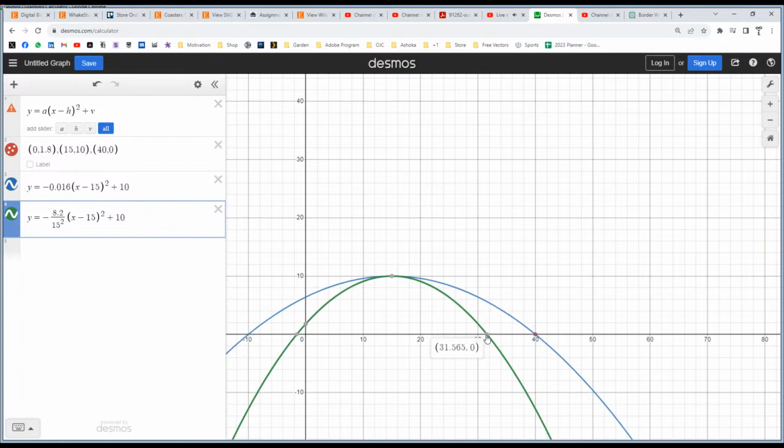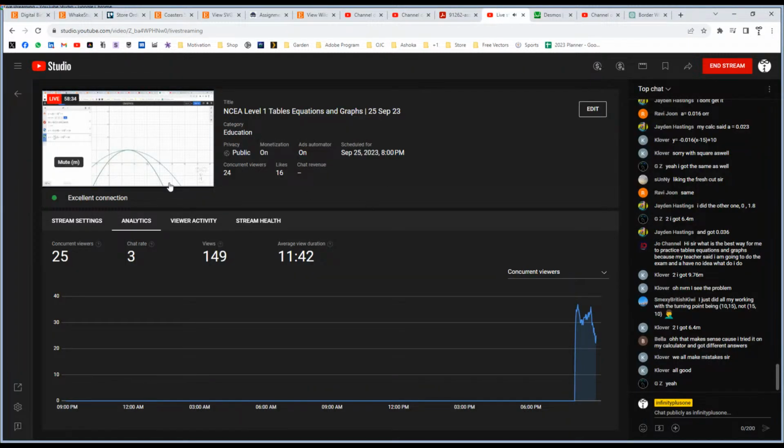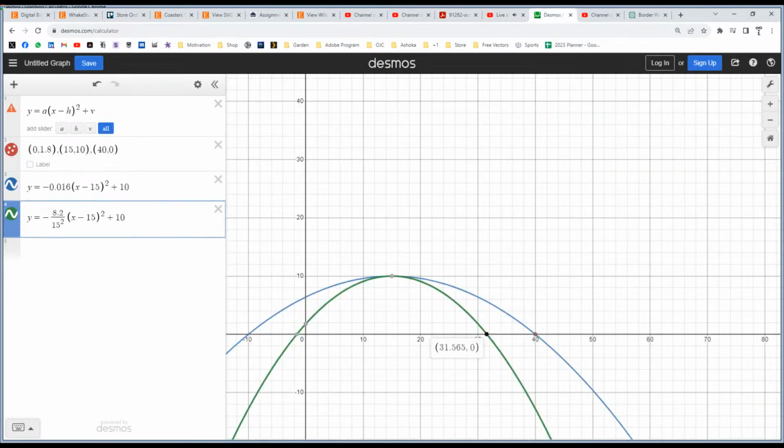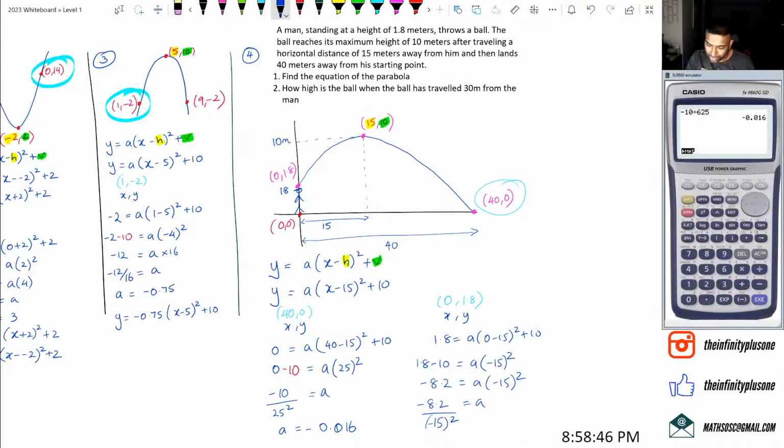I should have actually put it as the guy is about 31.565 away instead of 40 meters away. I tried to be too confident here. Should we actually try doing a different question that actually works? Yeah, let's do one that actually works. Let me pick up another question.